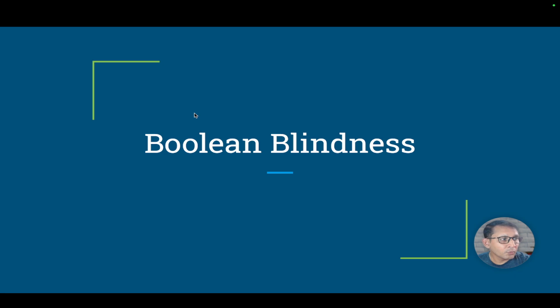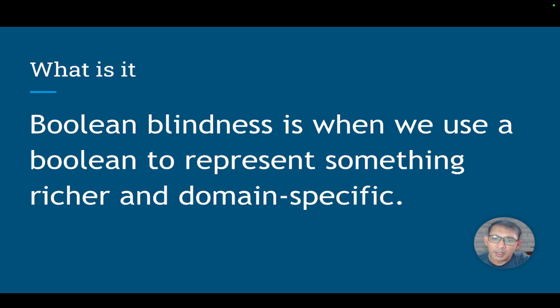So, what is Boolean blindness? Boolean blindness occurs when we use bare true and false values to represent rich, meaningful information. Now, here's the core problem. To the compiler, all Booleans look identical. And this sameness becomes a perfect hiding place for bugs. Let me show you what I mean with a quick example.